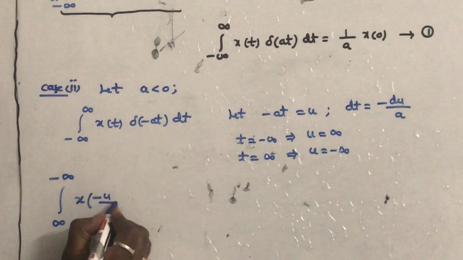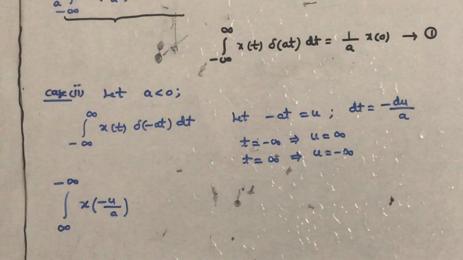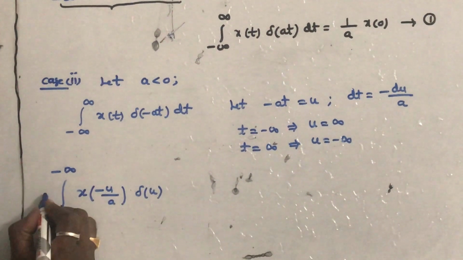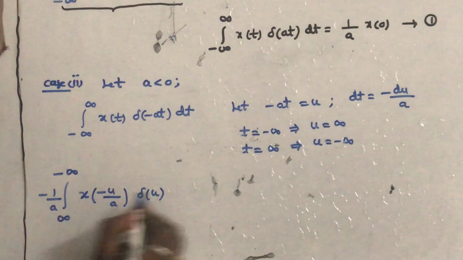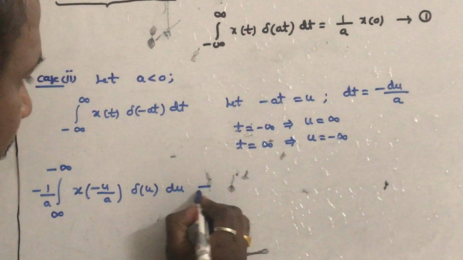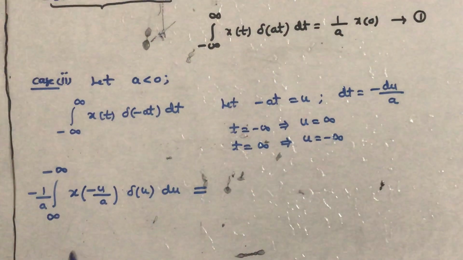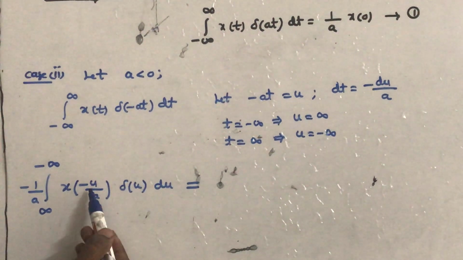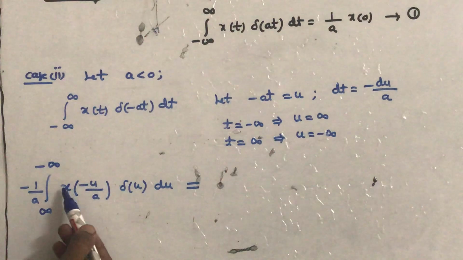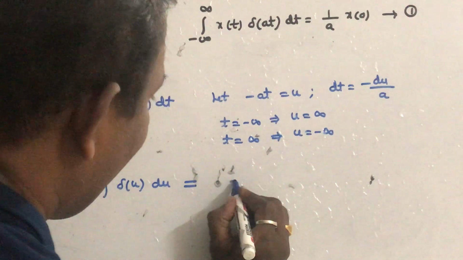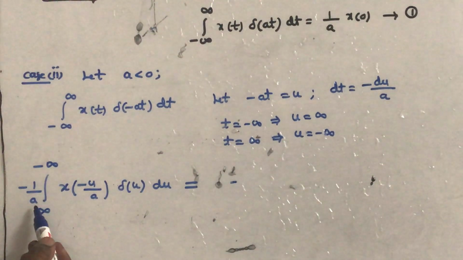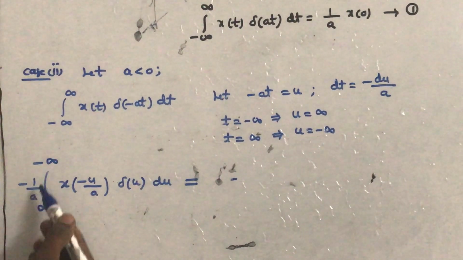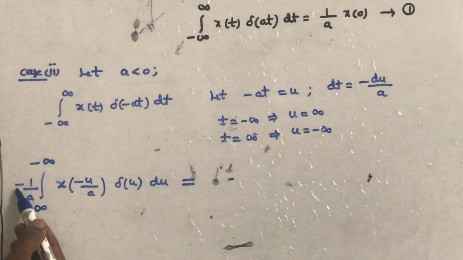So therefore x of minus u by a. What is del of minus a? Del of u. So what you get, dt is equal to minus 1 by a into du. So again from property 1, what is the area under this function? Simply substitute u is equal to 0, x of minus 0 is nothing but x of 0. So therefore before that, change the limits. In order to standardize it, change the limits. If you interchange the limits, it will become plus.